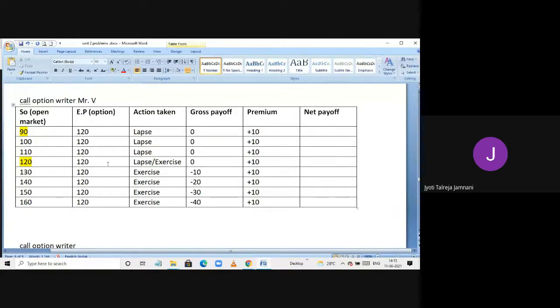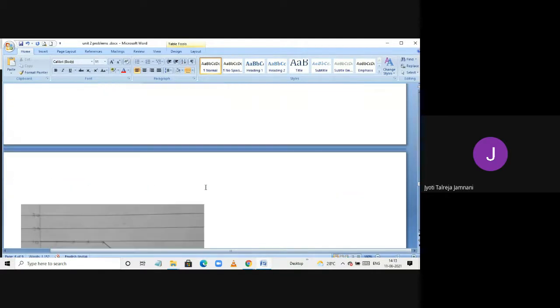Net payoff. 0 plus 10 is 10. Minus 10 plus 10 is 0. Minus 20 plus 10 is minus 10. Minus 30 plus 10 is minus 20. And minus 40 plus 10 is minus 30. So his losses are till maximum 30 rupees and gains are 10 rupees.